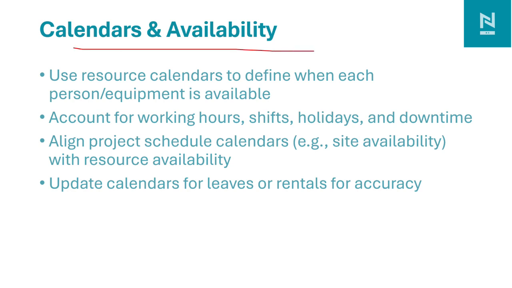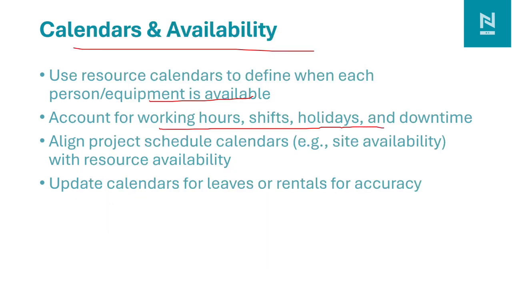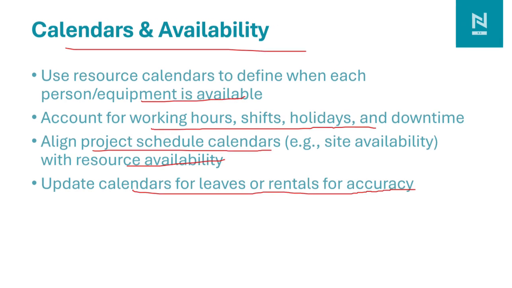Another is calendar and availability. We need to make sure that our resources are available and the equipment is also available at the required time. For that purpose, we need to have the working hours, shifts, holidays, and downtime of each resource, and also the availability of the equipment. We need to align our project schedule calendar accordingly, and site availability with resource availability. We need to update our calendar for leave or rental for accuracy so that at the required time the resources are available and not on holiday. If there is a holiday, we can provide an alternative and plan accordingly.